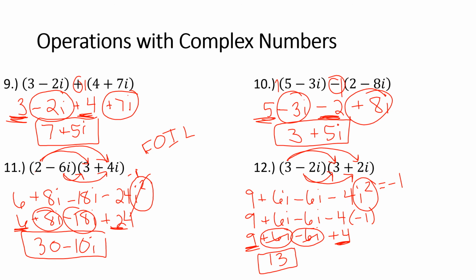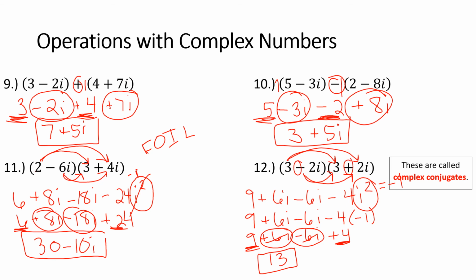Now what's cool about this last one is the imaginary numbers canceled out. The reason why the imaginary numbers canceled out is the terms that we multiplied together have a very special name. These are called complex conjugates. 3 minus 2i, 3 plus 2i. What we multiplied together was identical except with an opposite sign. That's what a complex conjugate is.